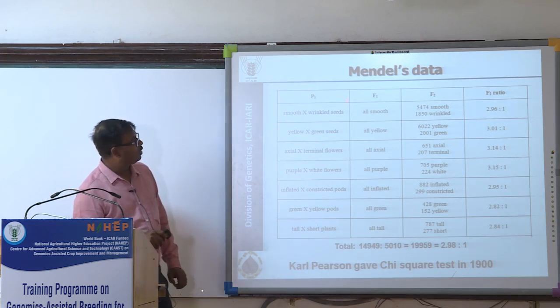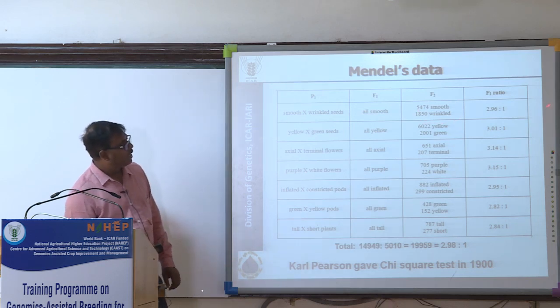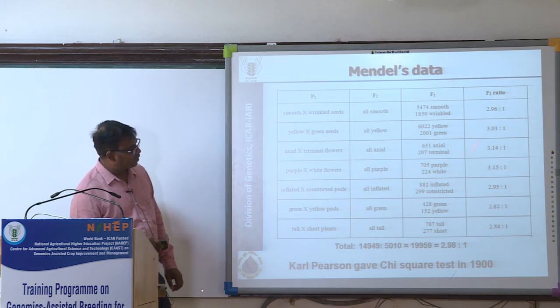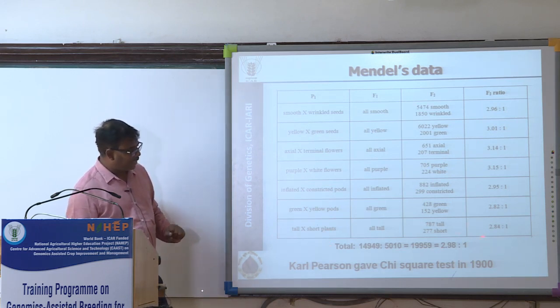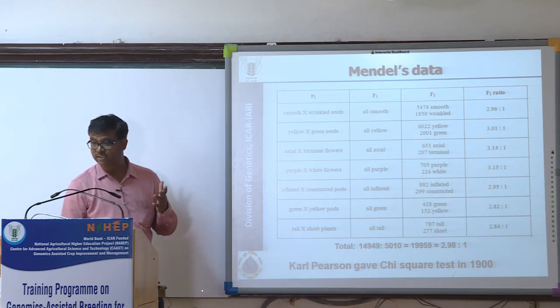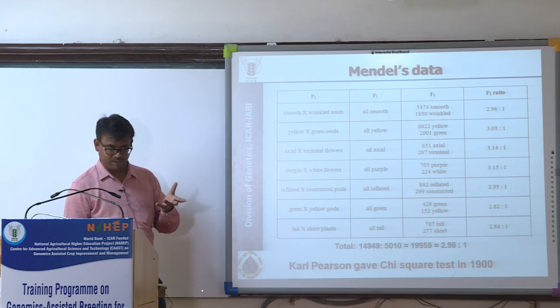and one smooth and wrinkled, then this is the number of smooth and wrinkled seed he got, and the ratio was 2.96:1. Like that, for each trait there is a ratio. Now, another important point is that Mendel said each of these ratios is fitting into 3:1. Now, we know chi-square test is done to test whether a particular ratio is falling into a particular pattern.